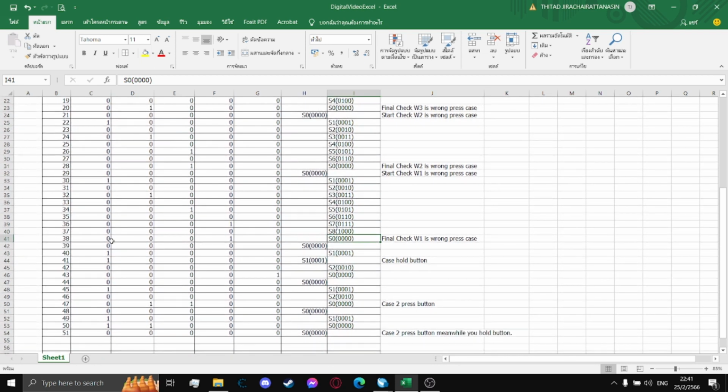And then clock 39 to clock 42, they will show that in the case hold button. By first clock 39, they will stay in the state 0. Clock 40, press 0, then they will go to state 1. And clock 41, if you still hold the button, they will stay in state 1. And clock 42, when you not press, they will go to state 2.